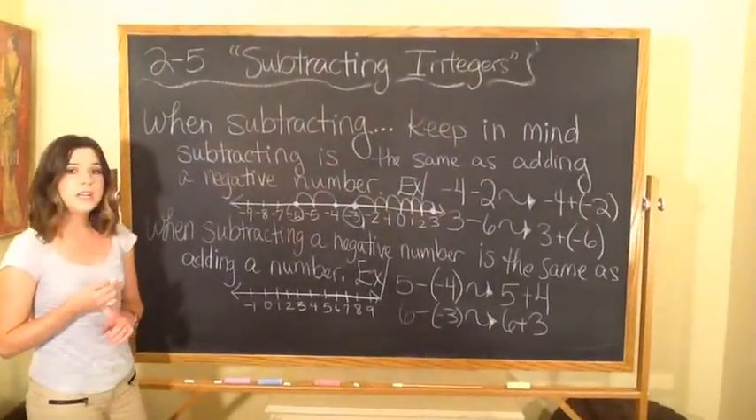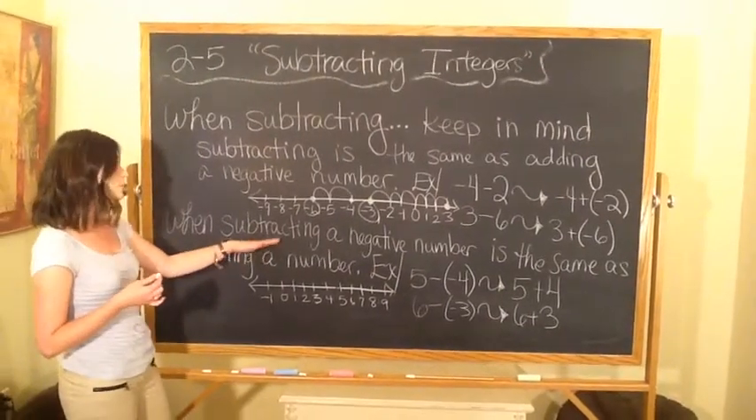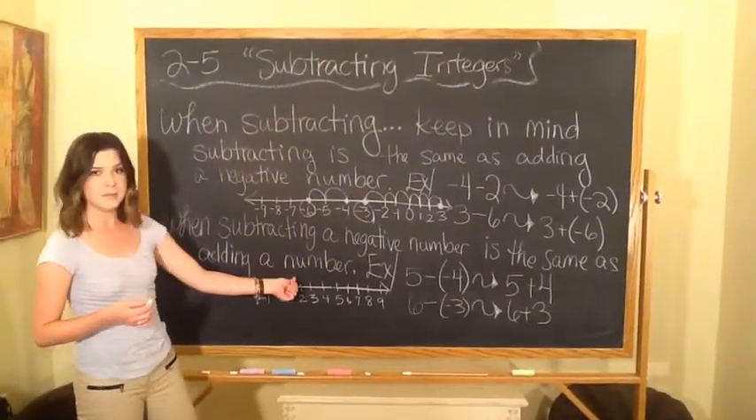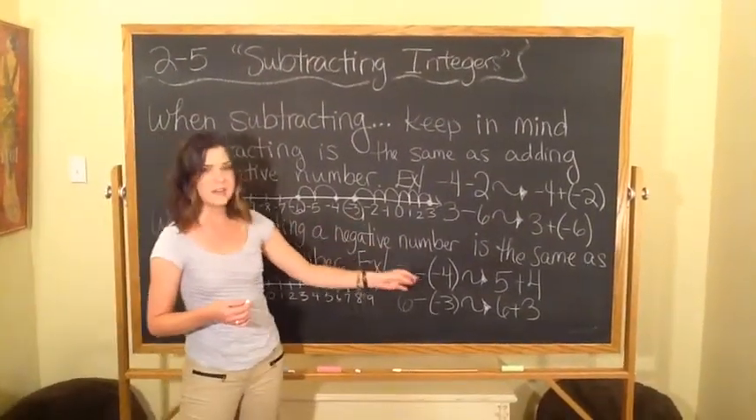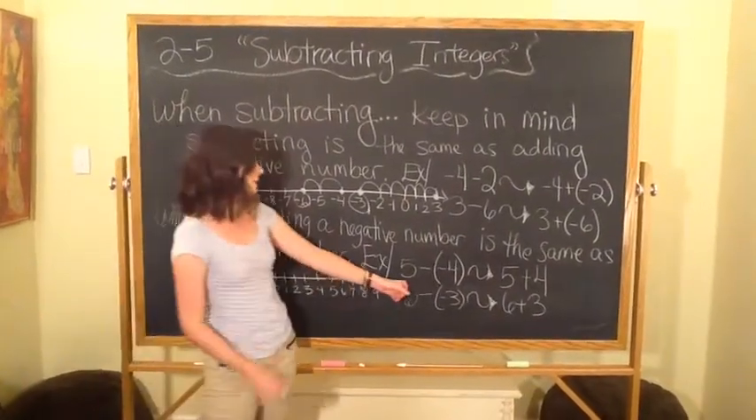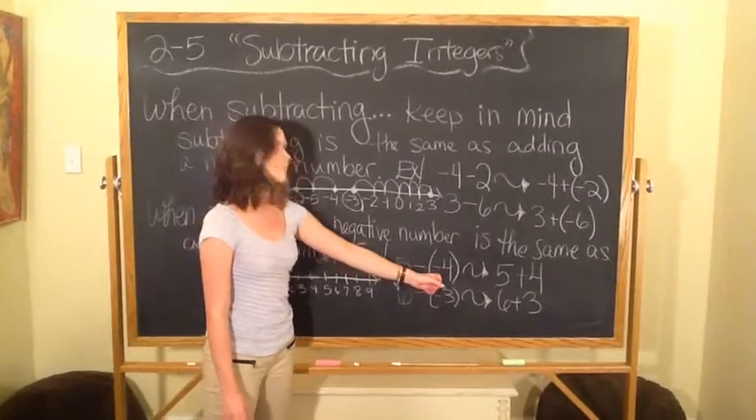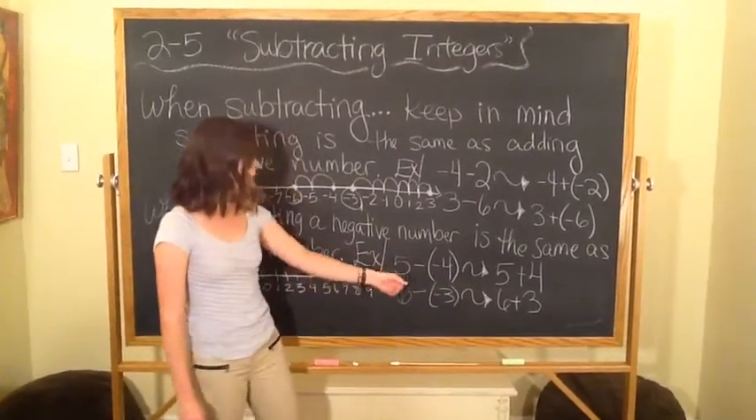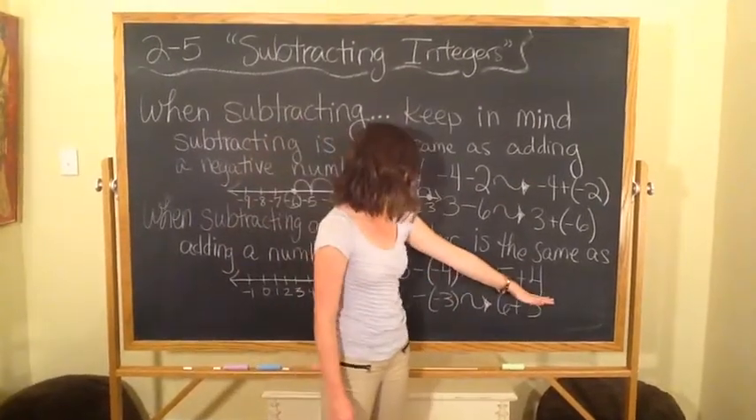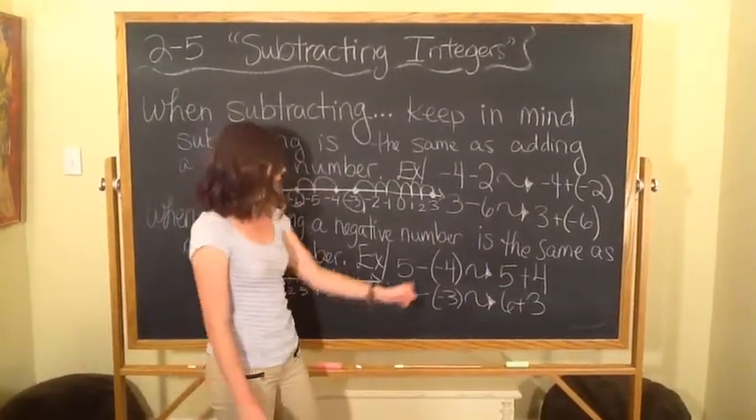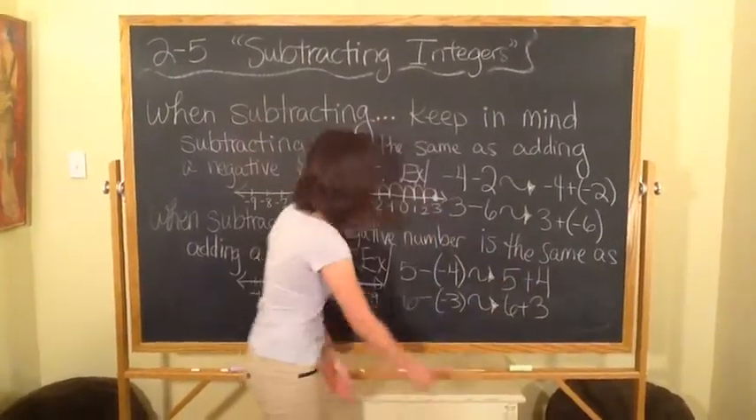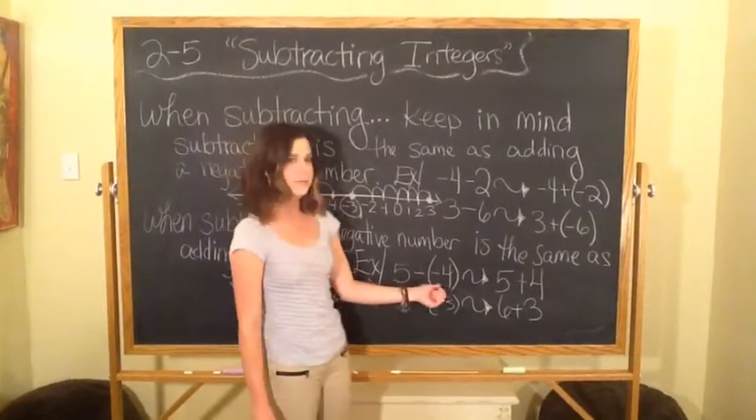Another rule that you need to keep in mind is that when you're subtracting a negative number, it's the same as adding a number. What do I mean by that? If you look at this example, you have 5 minus -4. Subtracting a negative is the same as adding a positive. So you can think in your head, minus a negative is the same as plus a positive, and make these positive signs and add them together.